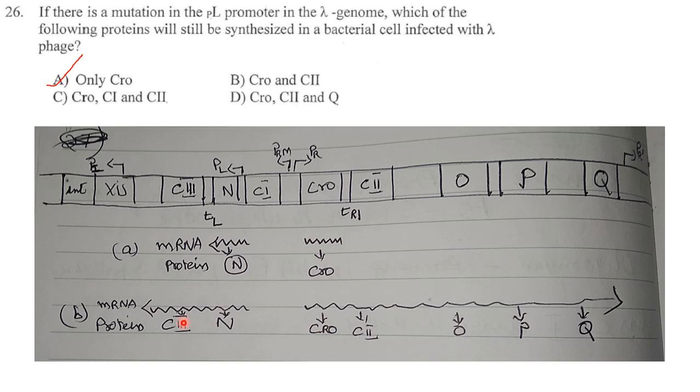Now the question is, what will happen if there is a mutation in the PL promoter. So this is the PL promoter. A mutation in the PL promoter will result in N not being synthesized. Once N is not synthesized, O, P, Q proteins and C2 will not be synthesized. But Cro will be there because it is synthesized from the PR promoter. Cro production is not dependent on N for its synthesis. So for this question, the answer is that only Cro protein will be synthesized. Answer is option A.